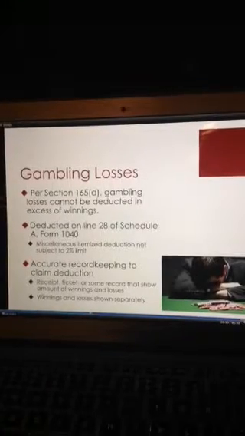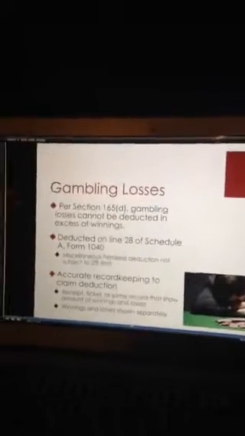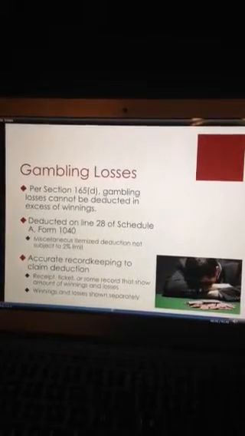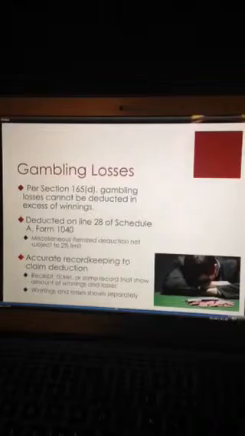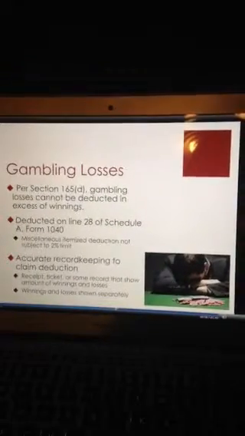And as a result of reporting gambling losses on the Schedule A, a taxpayer cannot take the standard deduction and still deduct his gambling losses. So in order to claim a deduction for gambling losses, accurate record keeping is required. Taxpayers must keep an accurate diary or similar record of their losses and their winnings.